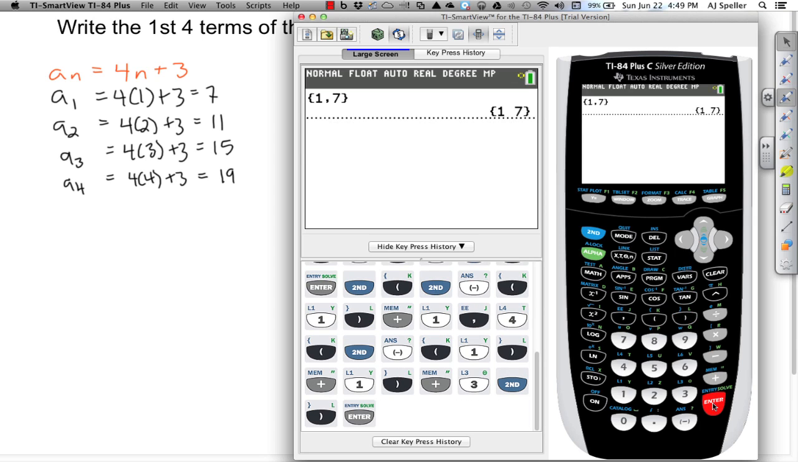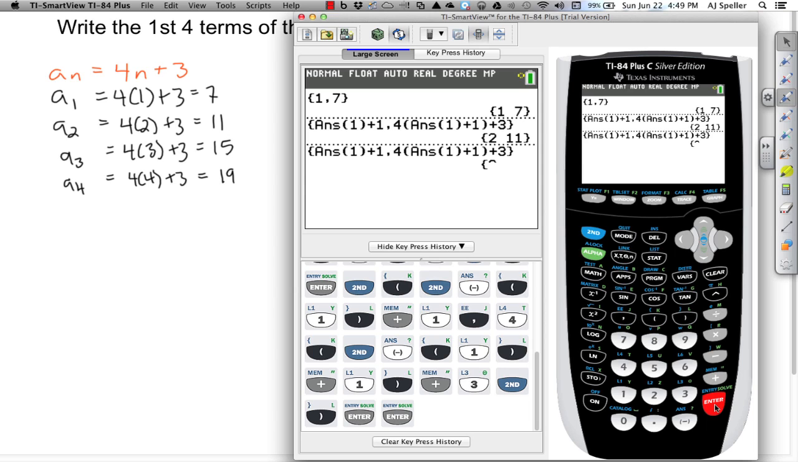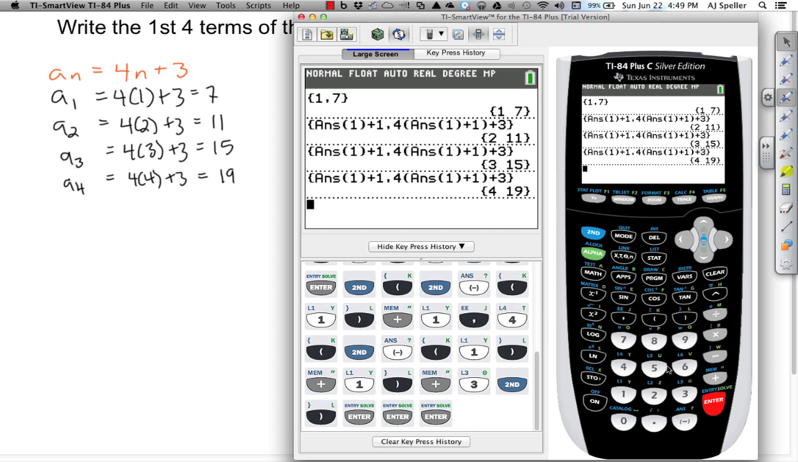to get my second term. Well, my second term is coming out to be an 11, just like I suspected here by hand. I press enter again to get the third term. We see the third term is 15, just like we calculated. I press enter again, and I see that my fourth term is 19, again, just as we calculated.